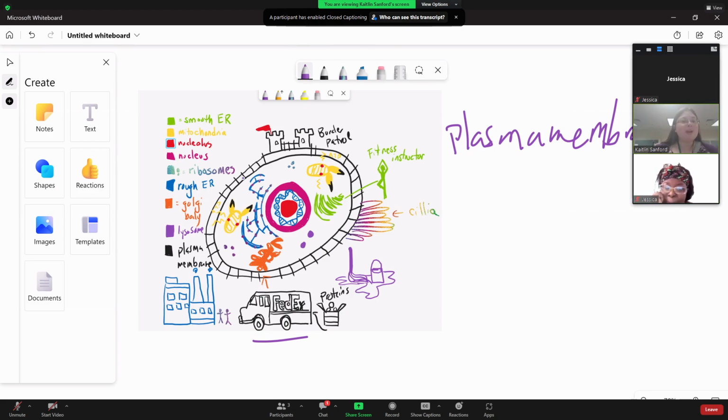The plasma membrane is the outer membrane around the cell. It's called a semi-permeable membrane. I like to think of it like border patrol. Border patrol lets some people into the country, but prevents other people from coming in, right? That's exactly what the plasma membrane does. It lets some things in and some things out, and some things it doesn't let in or out. So it controls what can come in and out of the cell.